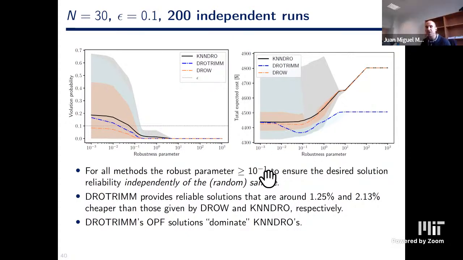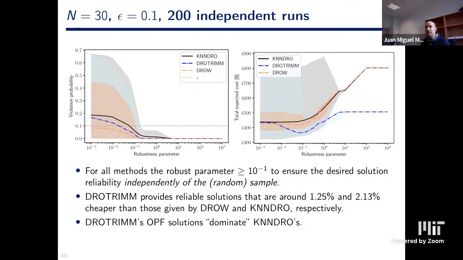Okay, so three key messages here. One, all methods, as you see here, need a budget greater than 0.1 to provide the desired solution reliability, which is this 0.1 here. This is the epsilon. Two, our methods always provide more reliable solutions that are significantly cheaper, as you see here, than those delivered by the KNDRO and the standard DRO approach.